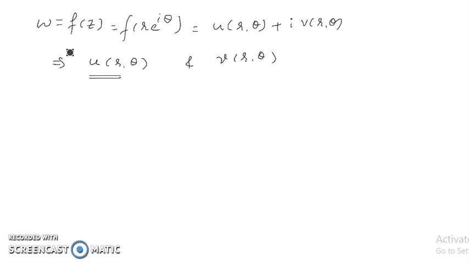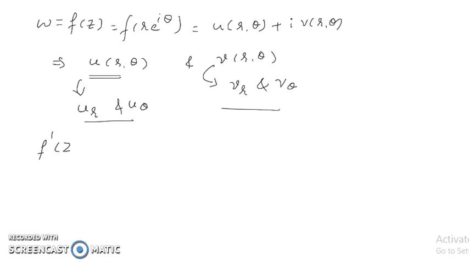If we are given a real part, again we have to differentiate u with respect to r and u with respect to theta. And if we have the imaginary part, we have to differentiate v with respect to r and v with respect to theta. Once after differentiating, in case of polar form, f dash of z is equal to e to the power minus i theta into bracket u subscript r plus i into v subscript r. So this is what we have, f dash of z.